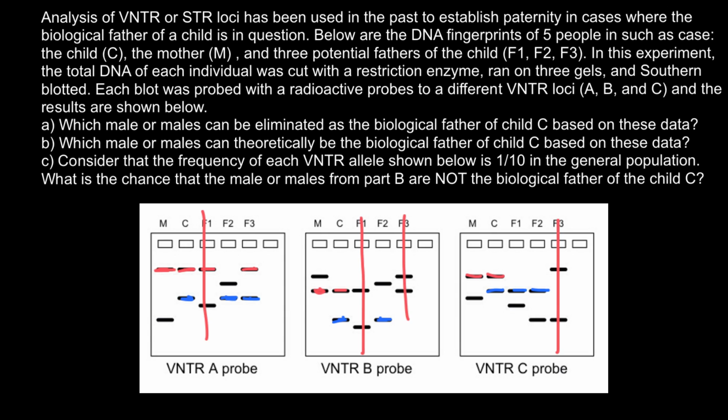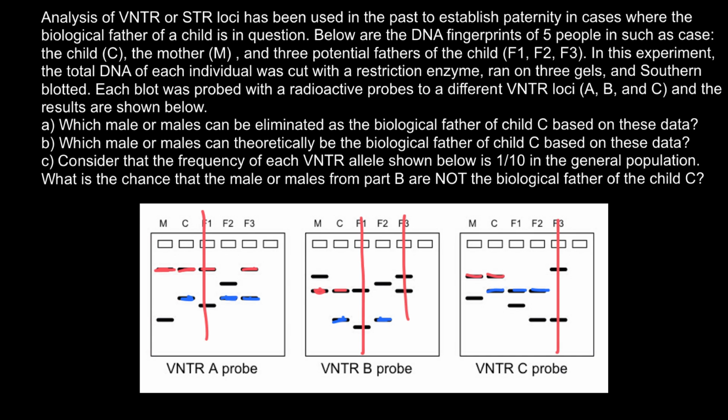So one more time, the first question: which male or males can be eliminated as the biological father of child C based on this data? We can eliminate person number 1 and number 3 here, and number 3 here. So we can tell that basically we can eliminate F1 and F3.